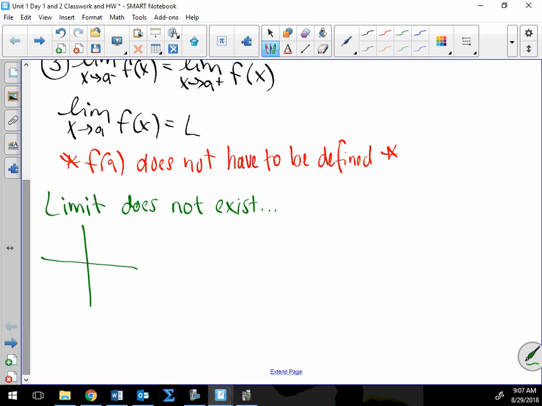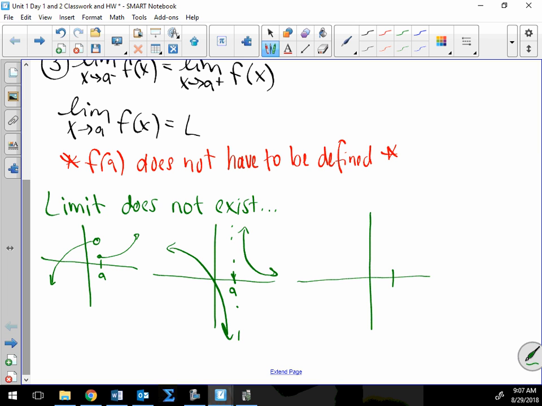We talked about if it might be a jump. So this could be an example in which the limit would not exist. Okay. We talked about how there could be a vertical asymptote. And they don't have to be going in different directions. They could be going in the same direction. And we talked about oscillating.